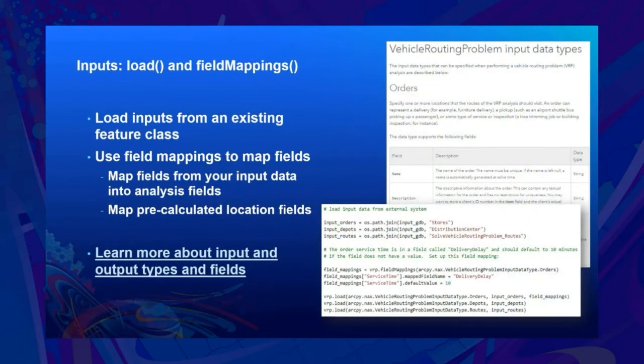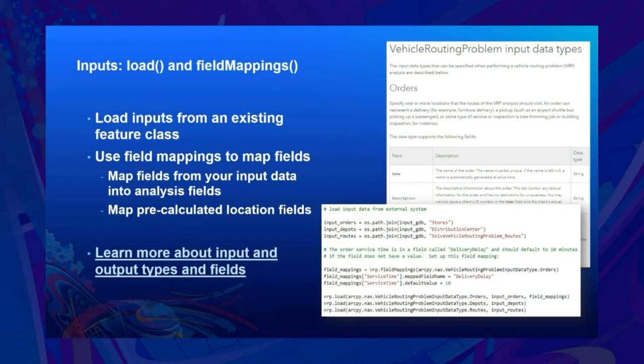The solver objects have various types of inputs and outputs, and each of those has a particular schema. For example, service area inputs include facilities and optional barriers, and the outputs include polygons, lines, and a copy of the facilities. Each of these has a specific schema. You can read more about these in the documentation. There's a link in the slide.